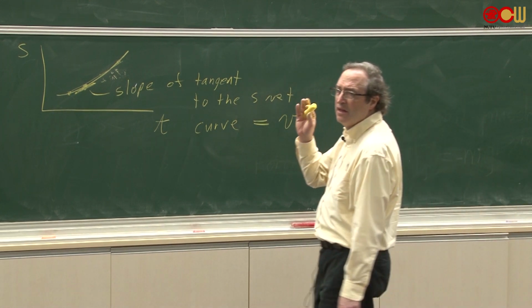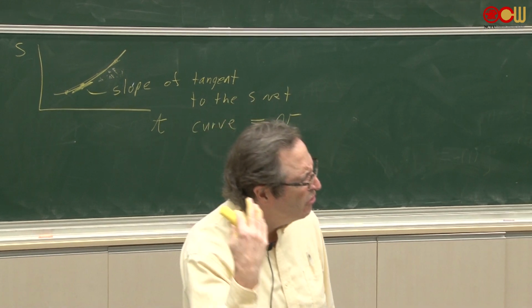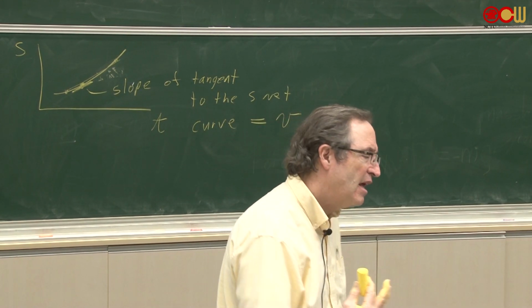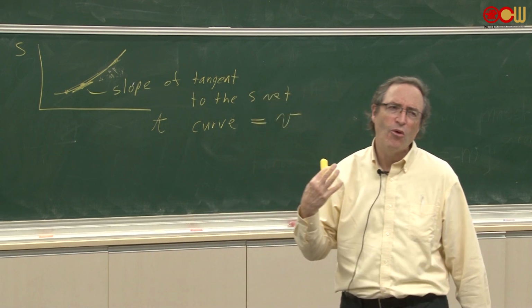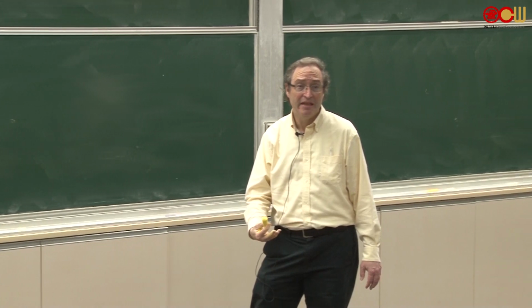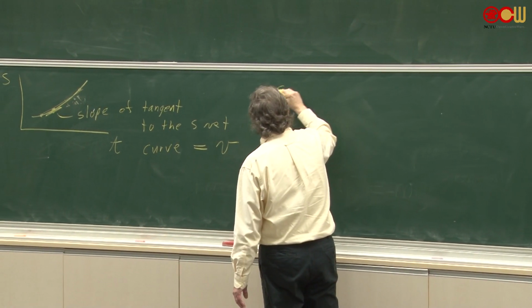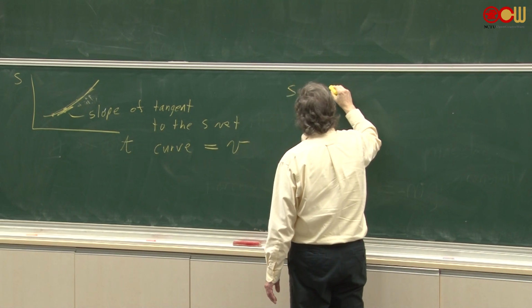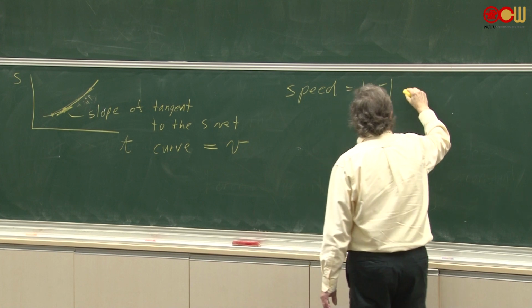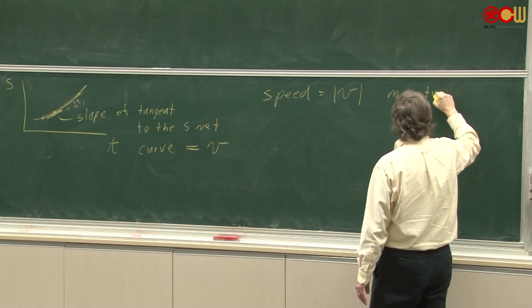And now I'm going to make a distinction that we don't usually think about in regular ordinary English. And the distinction is between the word velocity and the word speed. So velocity is V. Speed is equal to the magnitude of velocity. So that's the magnitude. That's how fast you're moving.